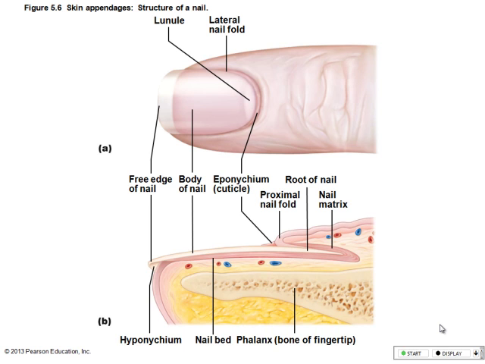Your erector pili muscle pulls on the hair shaft. It doesn't grow. It kind of sticks up further. It's more prominent. So say I had no erector pili muscle, the hair is just going to kind of lay there for a while. But when I pull on it, it makes it stick up and be more prominent.